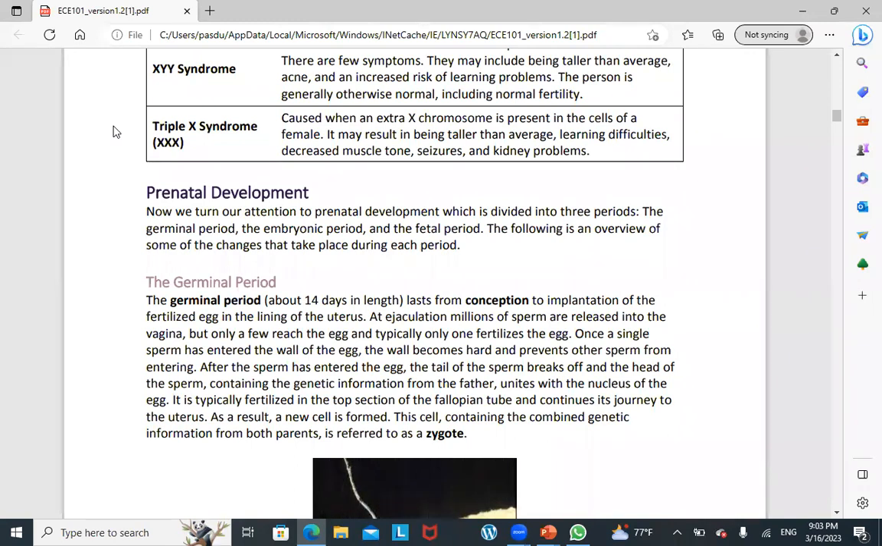Millions of sperm are fighting with each other to fertilize the single cell available. So the fastest and the strongest wins the race. Once a single sperm has entered the wall of the egg, the wall becomes hard and prevents other sperm from entering. After the sperm has entered the egg, the tail of the sperm breaks off, and the head of the sperm, containing the genetic information from the father, unites with the nucleus of the egg. It is typically fertilized in the top section of the fallopian tube and continues its journey to the uterus. As a result, a new cell is formed. This cell, containing the combined genetic information from both parents, is referred to as a zygote.